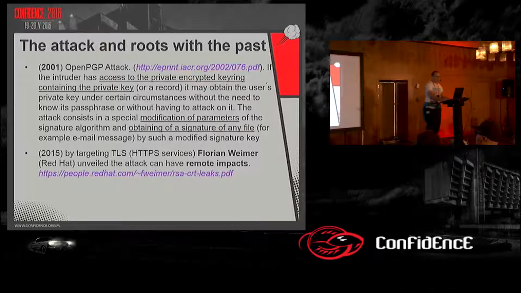Instead, in 2015, Florian Weimer, a guy from Red Hat, demonstrated that it is possible to recover a private key remotely. So this problem has remote impacts. He released a white paper, you can see the link there. But he described the techniques without releasing any tools or exploits. I will try to show you how this attack is possible, and at the end of this presentation, I will share some code with you.